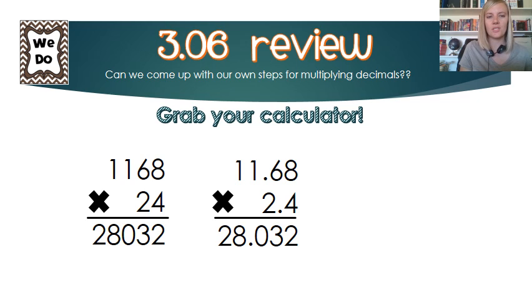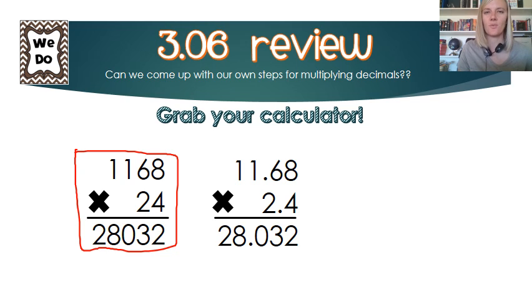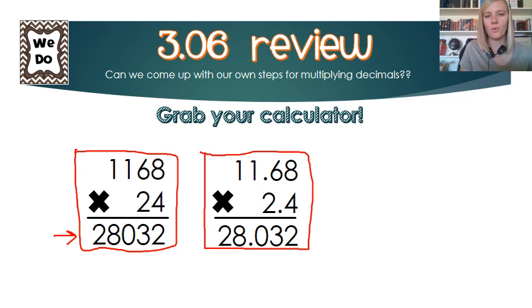Then I want you to type in this first problem: 1,168 times 24. And you should come up with this answer: 28,032. All right, so now we're going to add decimals in with those same numbers. So in your calculator, go ahead and type in 11.68 times 2.4. What do you notice about the number that you get?